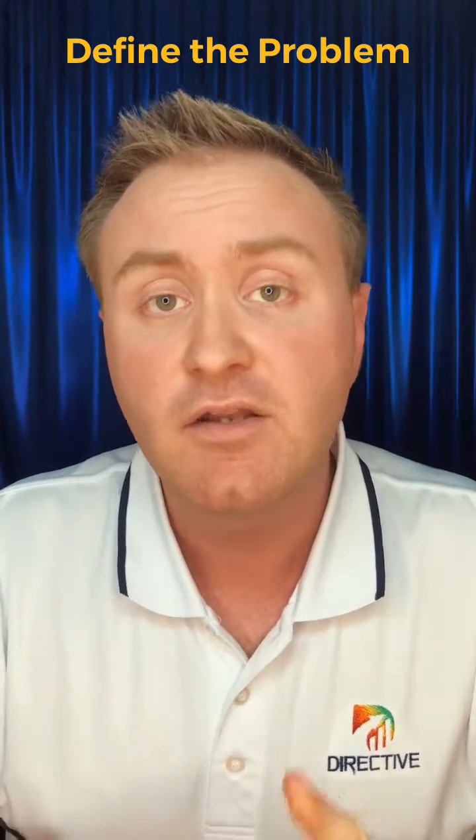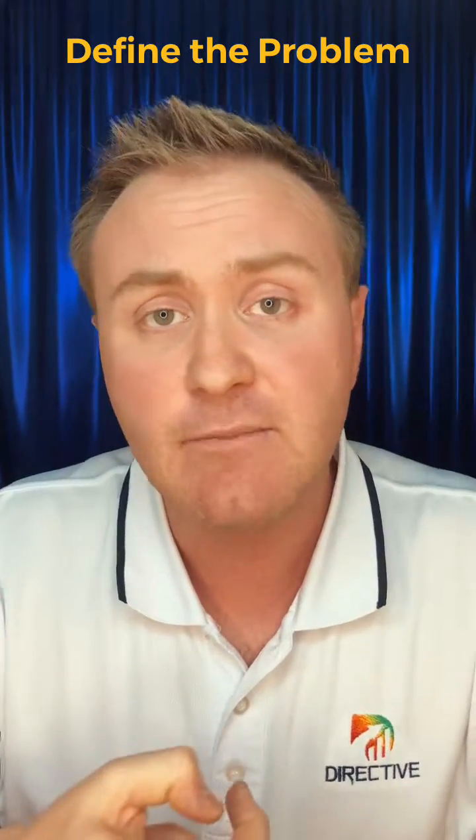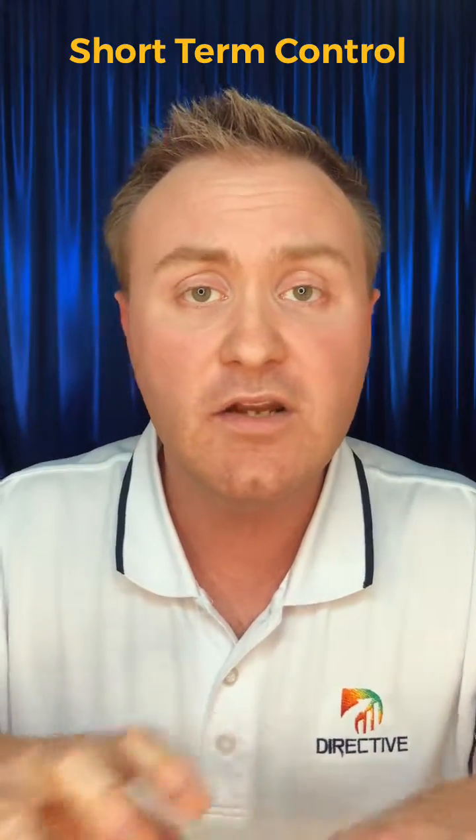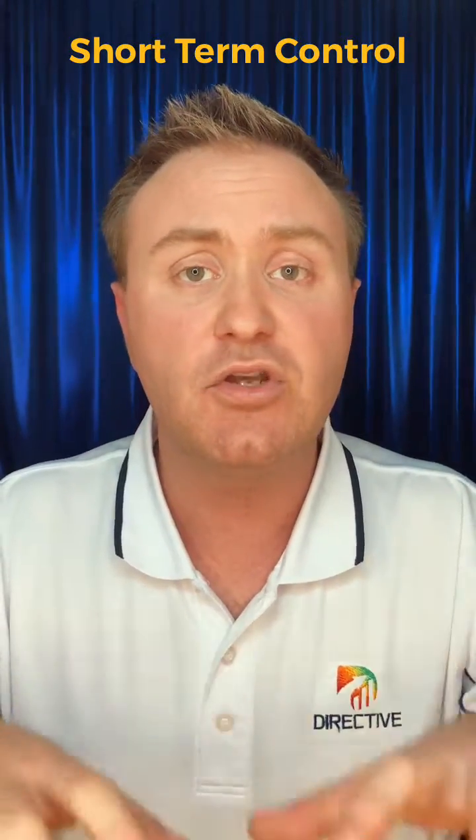Step 1, define. Define the what, the where, and the impact. What happened, where it happened, and the impact to the business output or area. Step 2, short-term fix. What are you going to do in the first 24 to 48 hours to make sure that you can control or mitigate that problem from happening again?